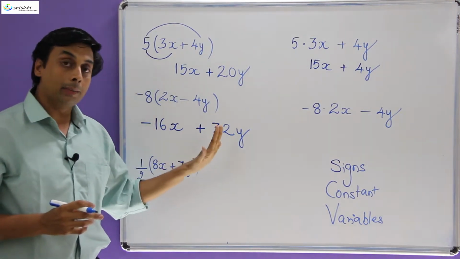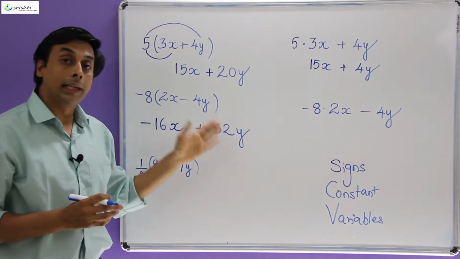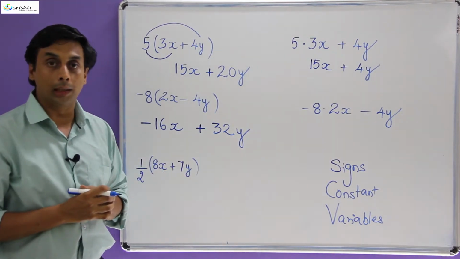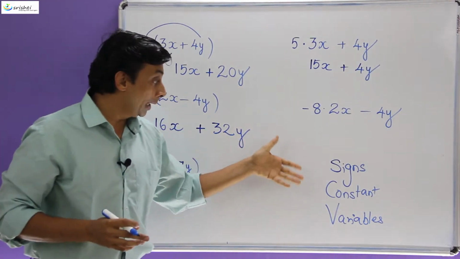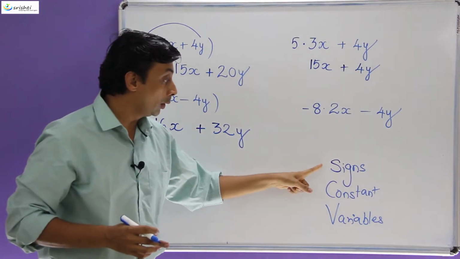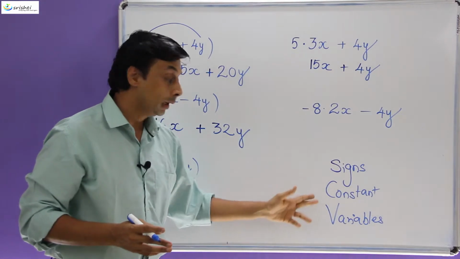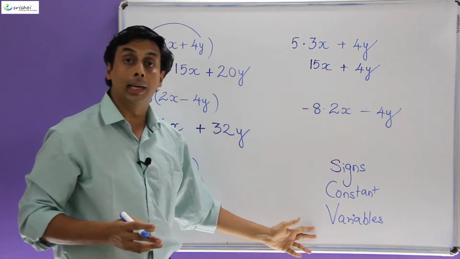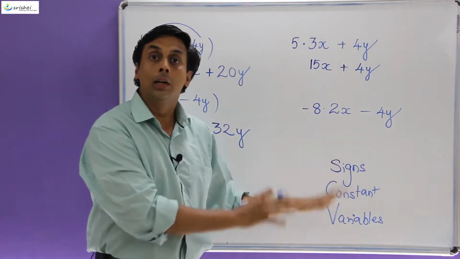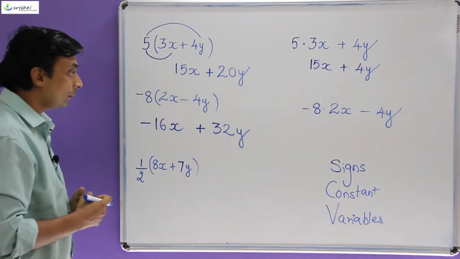So the second mistake that I have seen happen is they tend to ignore the signs while opening up the brackets. To make sure that you don't make that mistake, always use this rule. When you open up brackets, always evaluate the sign first, the constant next and the variables at the end, and that will ensure that you make no mistakes.